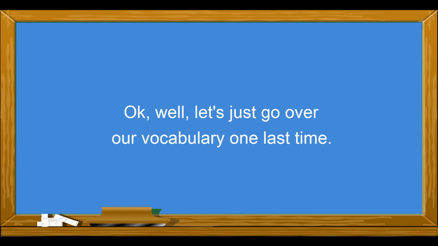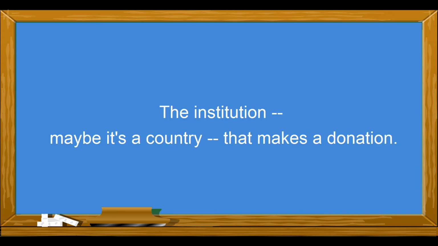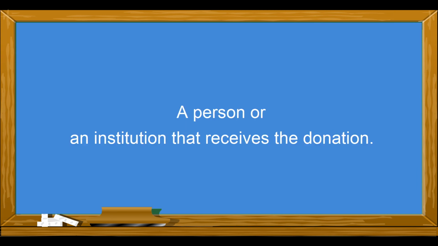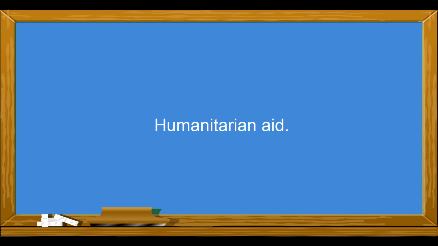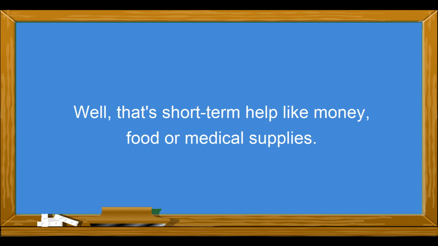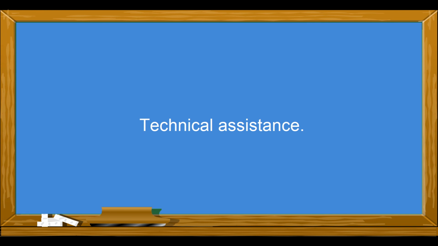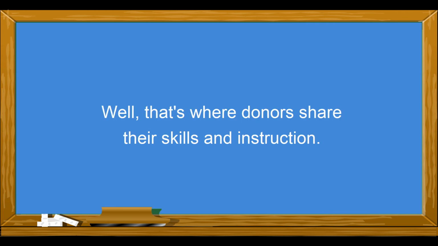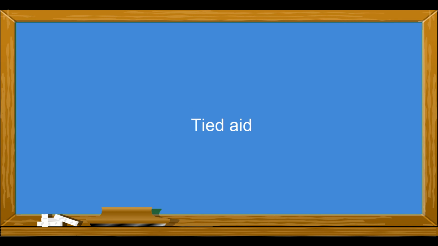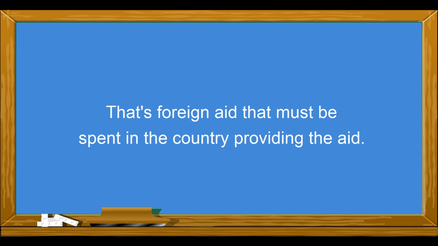Okay, well, let's just go over our vocabulary one last time. Donor. The institution, maybe it's a country, that makes a donation. Recipient. A person or an institution that receives the donation. Humanitarian aid. Well, that's short-term help, like money, food, or medical supplies. Technical assistance. Well, that's where donors share their skills and instruction. Tied aid. That's foreign aid that must be spent in the country providing the aid.